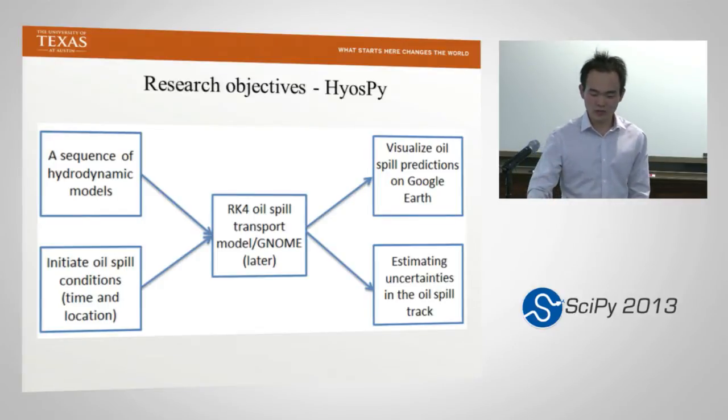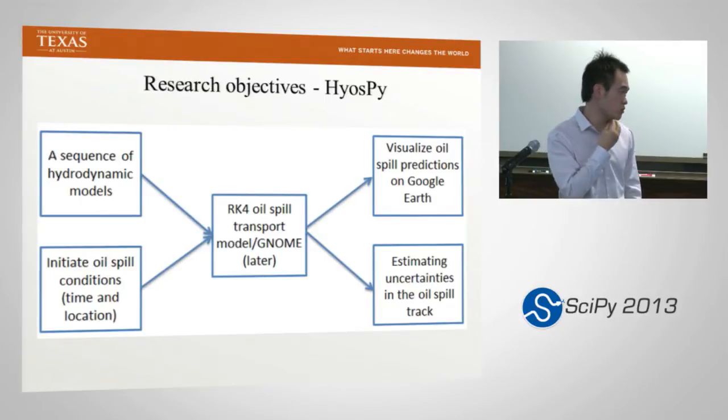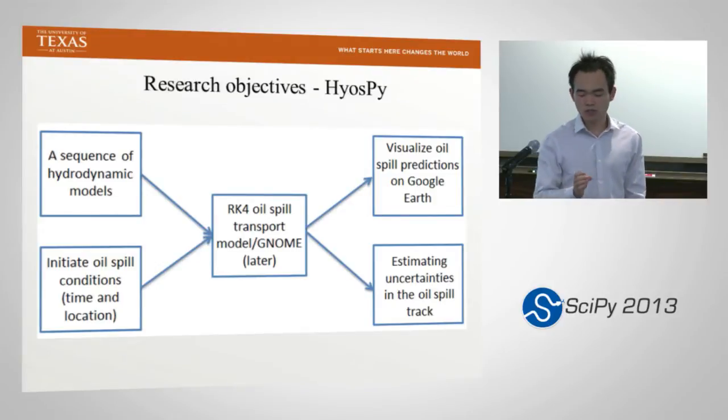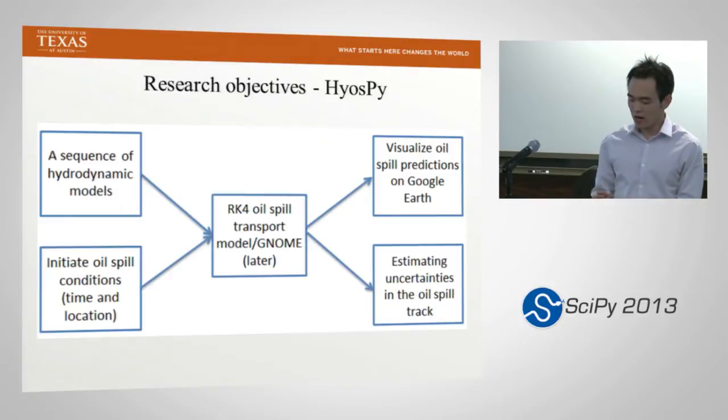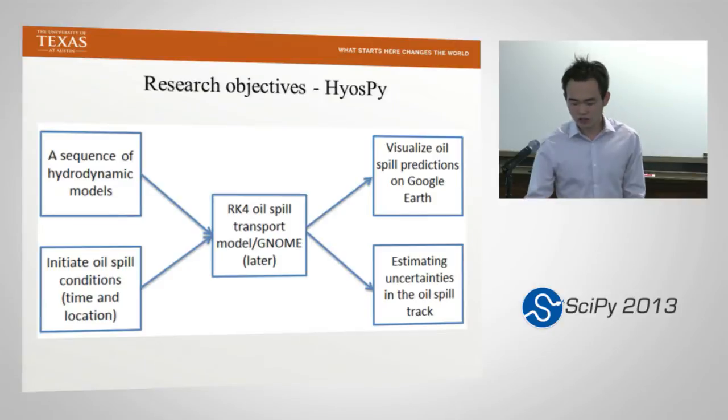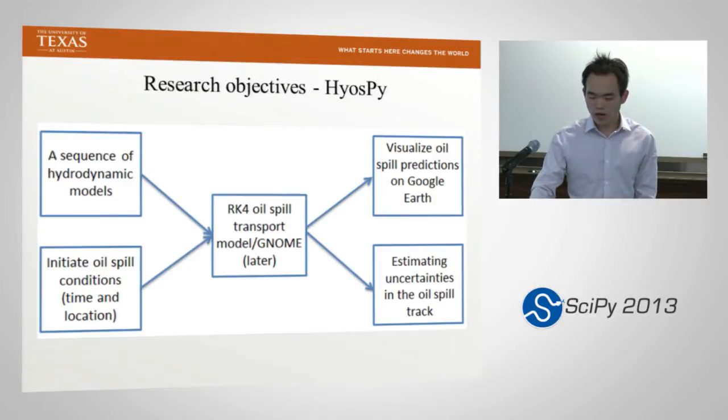For the OSPU. And as the outputs of the RK4 model, we can visualize the different OSPU predictions on Google Earth by using Python to edit a pre-written Google Earth JavaScript module. And also, we can use the output from the RK4 module to estimate the uncertainty in those multiple OSPU tracks.